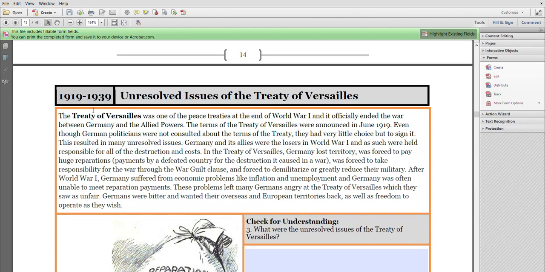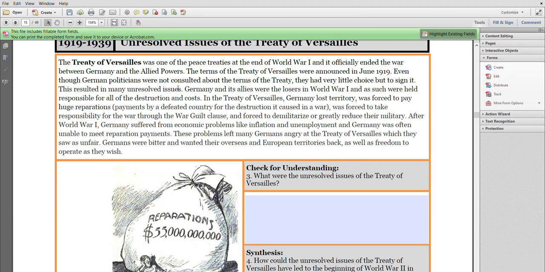1919 through 1939. Unresolved issues of the Treaty of Versailles. The Treaty of Versailles was one of the peace treaties at the end of World War I, and it officially ended the war between Germany and the Allied powers. The terms of the Treaty of Versailles were announced in June 1919. Even though German politicians were not consulted about the terms of the treaty, they had very little choice but to sign it. This resulted in many unresolved issues.